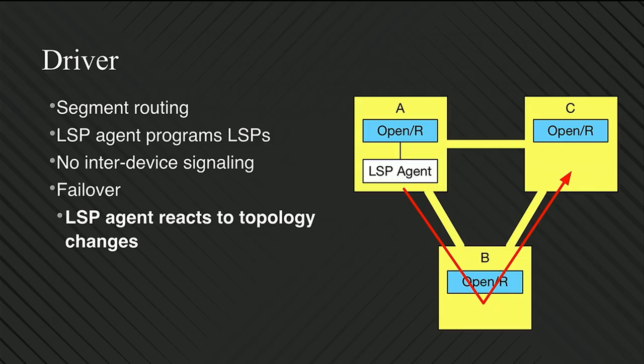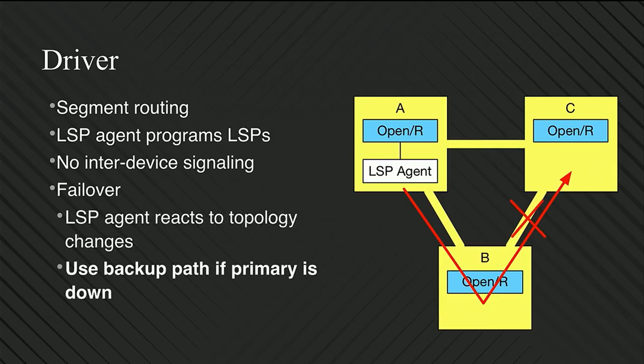So after the LSPs are programmed, the LSP agent is responsible for failover. It does this by continuously monitoring and reacting to topology changes. So in this example, we have an LSP that goes from A to B to C. What happens if a link fails? Suppose link B to C fails. Now at this point, this LSP doesn't work anymore.